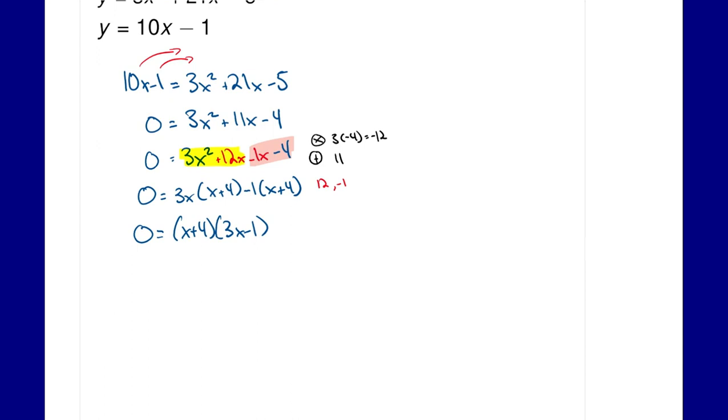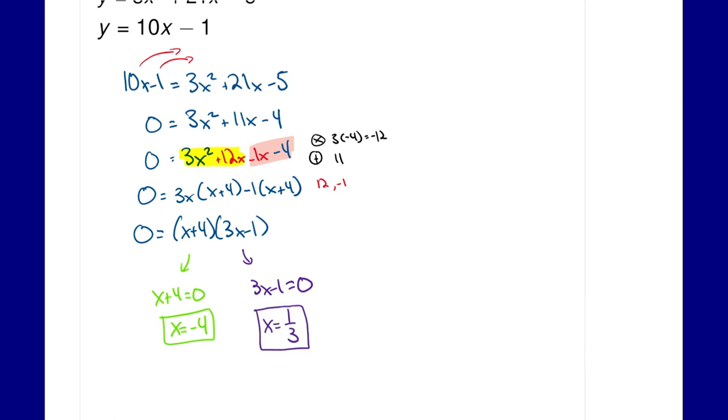Now that I have those 2 factors, now I can set each factor equal to 0. X plus 4 equals 0. 3x minus 1 equals 0. And I can go through and solve. I get x equals -4. And I get x is equal to 1/3. So these are my 2 x values, or the 2 solutions to this linear quadratic system. This means that it's going to cross at 2 points.